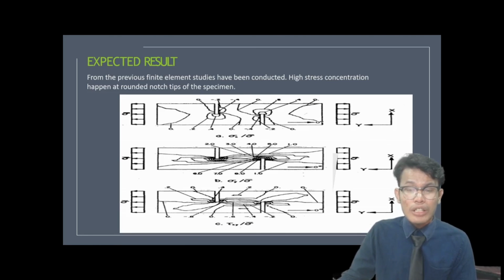The expected result for this project should be the same as the previous study for the round-shaped slotted end profile. The stress state in the specimen is highly complex. A previous finite element study has been conducted. The study shows high stress concentration at the round notch tip of the specimen. In this region, axial stress is much higher than in other places. Also, the shear stress and the transverse stress at this location are high.